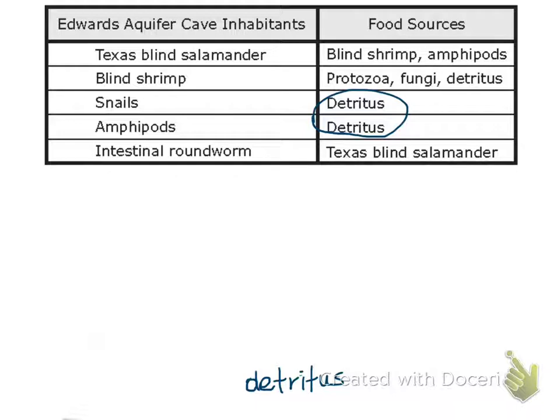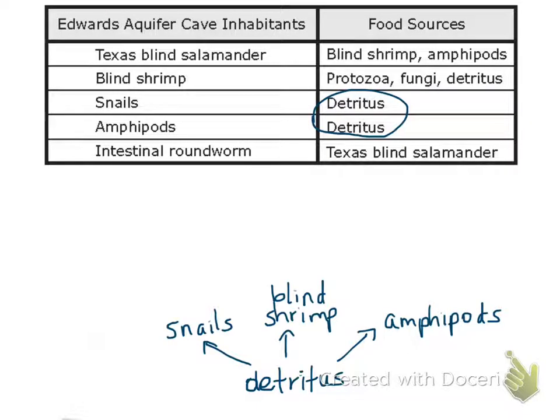So from there, I know that there are certain organisms that eat the detritus. I have the snails, the amphipods, and the blind shrimp that all eat the detritus. So I'm going to go ahead and put those into my food web. And notice I'm going up from detritus because I'm going up in my energy pyramid, right? I'm going up to the first level of consumers. So the snails, blind shrimp, and amphipods will eat the detritus.